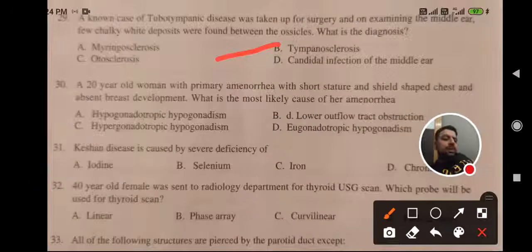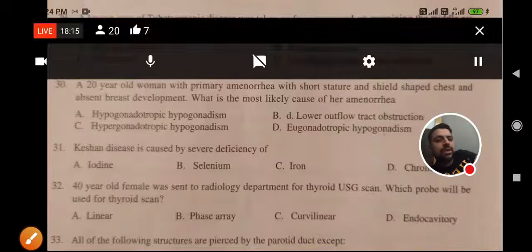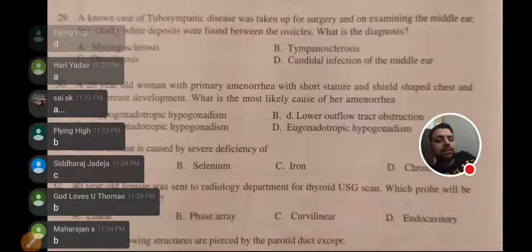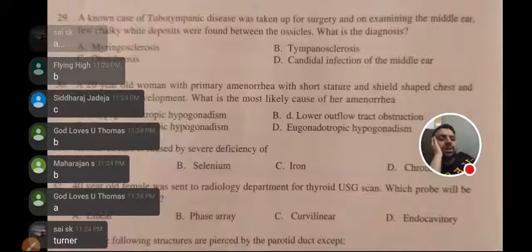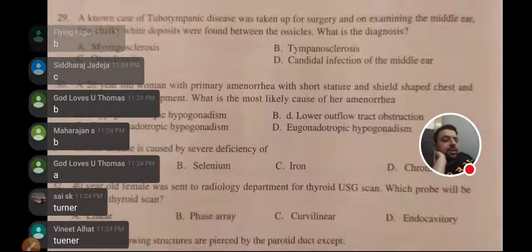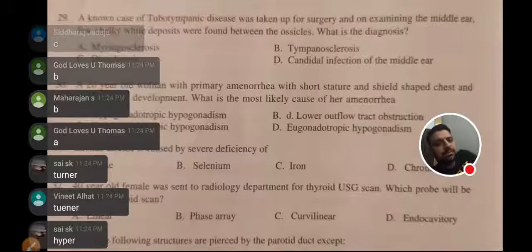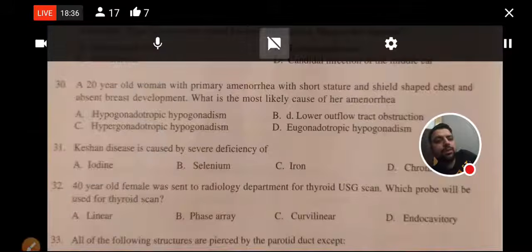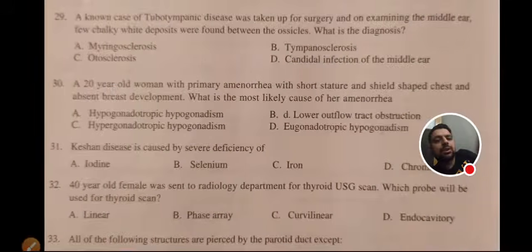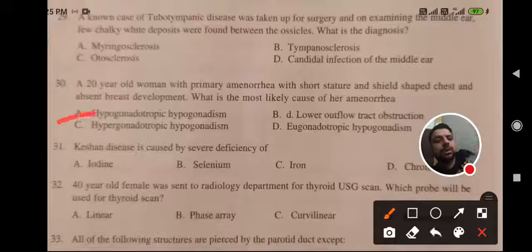A 20-year-old woman with primary amenorrhea, short stature, shield-shaped chest, and absent breast development. What is the likely cause of her amenorrhea? So what is the diagnosis? Write in the comment box the diagnosis in question number 30. This is a case of Turner syndrome. So the answer here is hypogonadotropic hypogonadism. The answer is A.